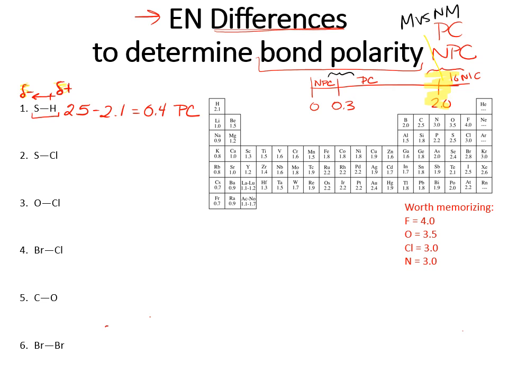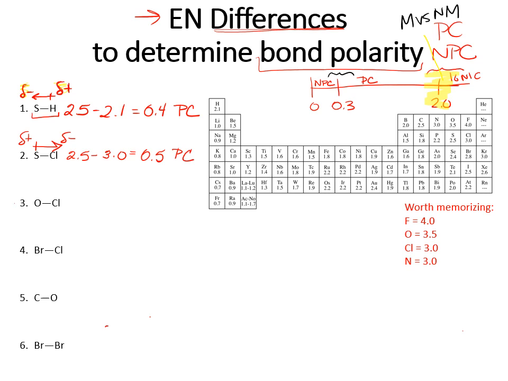So sulfur and chlorine, 2.5 minus 3.0. Like, oh my goodness, I now have negative. Well, really just take the absolute value. So 0.5. Okay, so it's a polar covalent bond. It's towards the chlorine, so I draw that arrow. And I say that sulfur is now partial positive and chlorine is now partial negative.